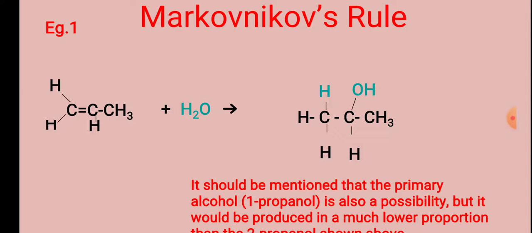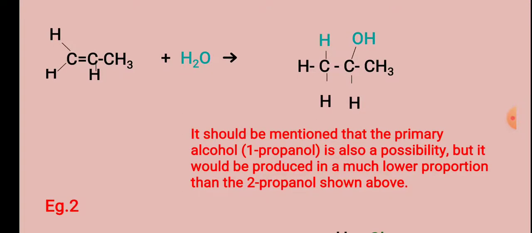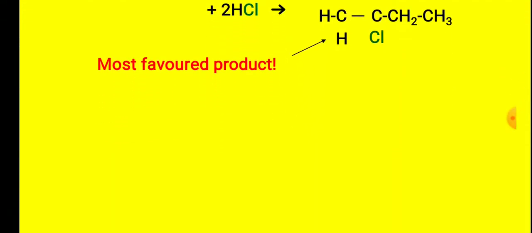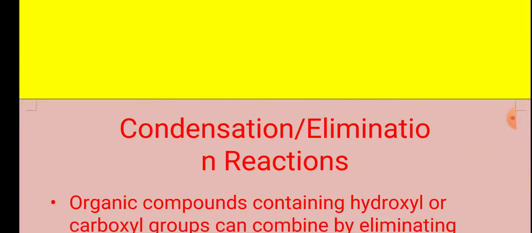Yes, both products are formed, that is 2-hydroxypropane or 1-hydroxypropane, basically propanol. So two things are possible, but 2-propanol is the major product compared to 1-propanol. The 1-propanol is the minor product and 2-propanol will be the major product. So again this is the same thing, the most favored position for the hydrogen atom.